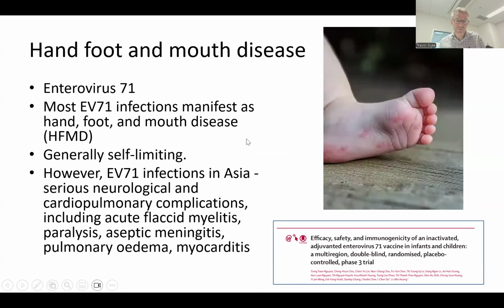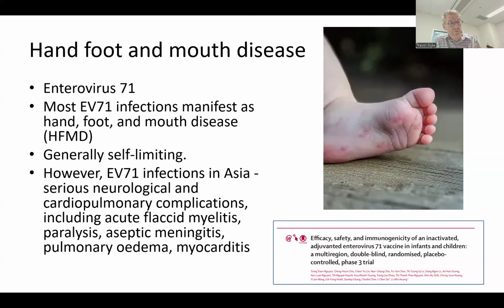I mentioned before enterovirus 71 as the seventh, if you like, exanthem of childhood, and this has been described for several decades, but most commonly it's a benign condition. It causes these blisters on the feet or on the hands, and ulcers in the mouth, hand, foot, and mouth disease. It's actually quite common. It's generally quite self-limiting. The children have fever and they have these blisters, and then it goes away.